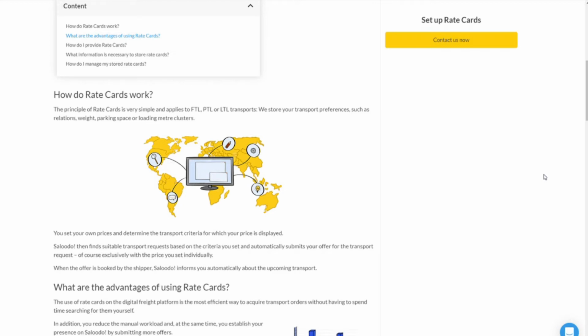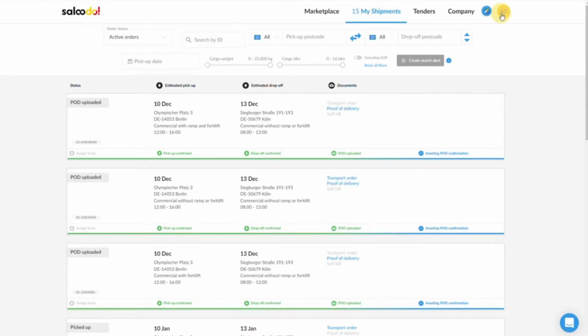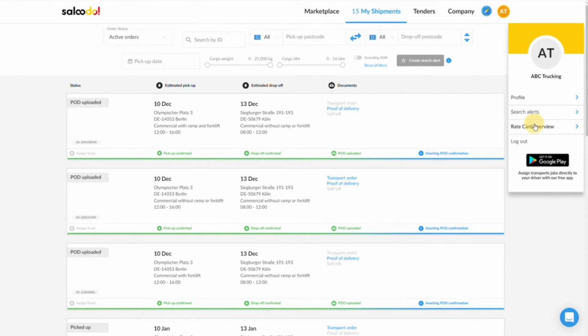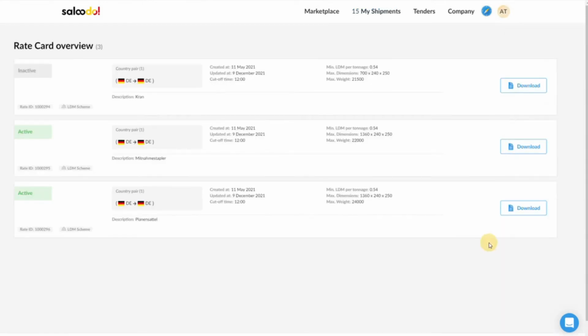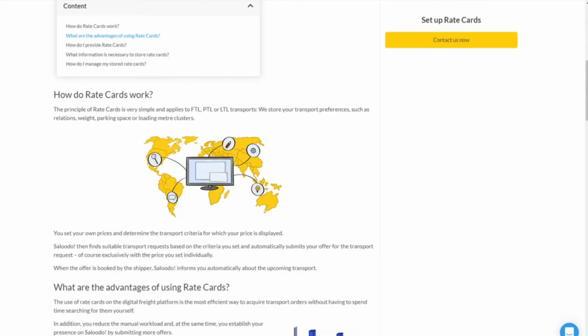When the offer is booked by the shipper, Saloodo informs you automatically about the upcoming transport. You can always change the prices or criteria of your rate cards, deactivate or even delete them at any time. In your personal dashboard, you will find an overview of your currently stored rate cards.